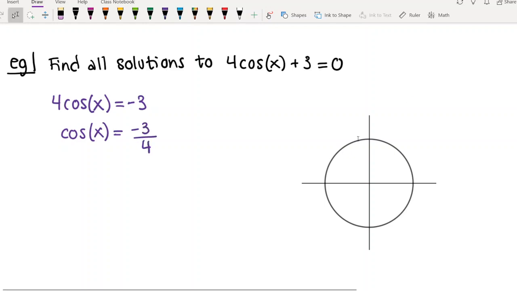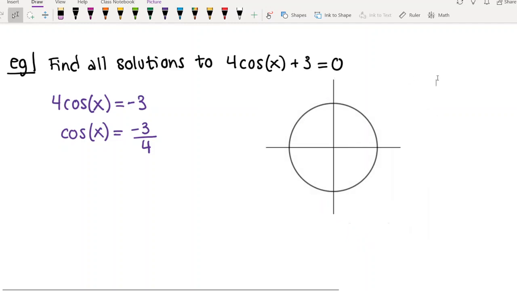So let's draw ourselves a rough sketch of this situation. We're looking for angles where the x coordinate is negative 3/4. So what's the first angle where that's going to happen? Well, let's see. Negative 3/4 would be maybe around here. So that would give us an angle here. So this is our first possible angle.